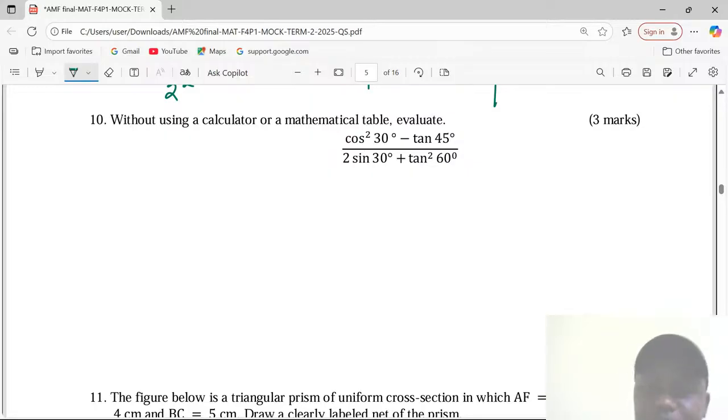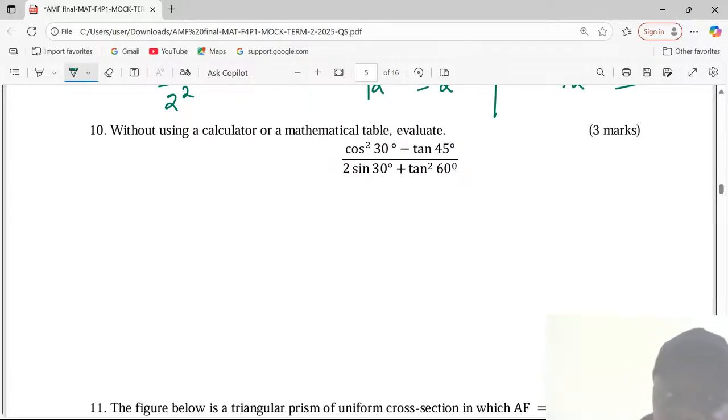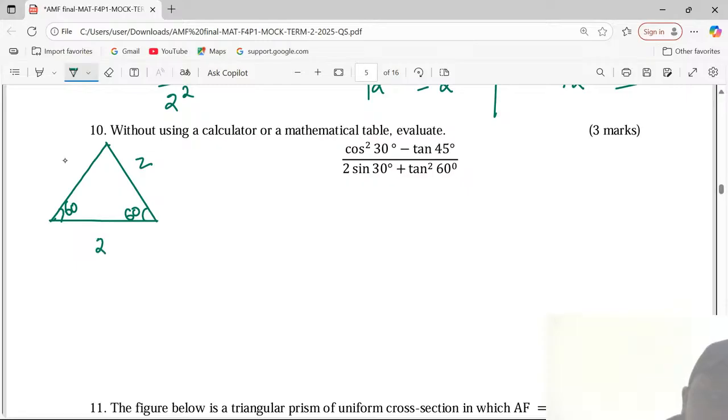So I want to deal with 60 and 30, then 45 later. So we assume an equilateral triangle with 2 units. If it is equilateral, this is 60, this is also 60, and up there it is also 60. Then 2 units, 2 units, 2 units. So this equilateral triangle is supposed to be bisected.